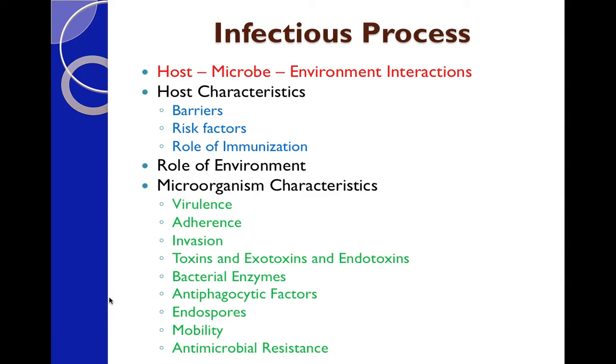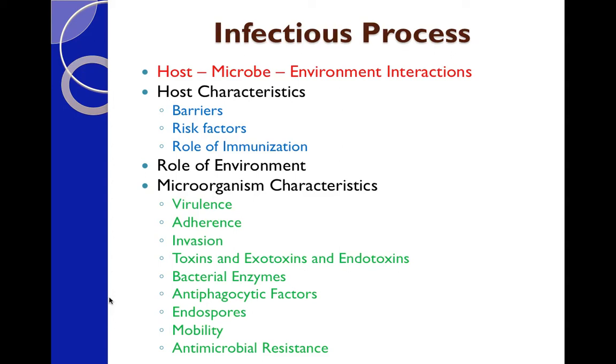Toxins are harmful to the cell. Exotoxins are released by a living cell, like a living bacterial cell, versus endotoxins, which are usually found in the cell membranes and are released when the cell dies. Bacterial enzymes, sometimes they have tissue-degrading enzymes. Some have anti-phagocytic factors, so they have an outside coating that prevents them from being phagocytosed, which makes it difficult for your immune system to deal with them.